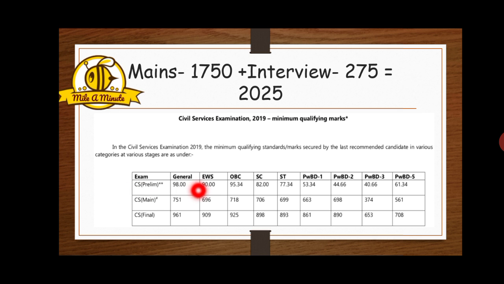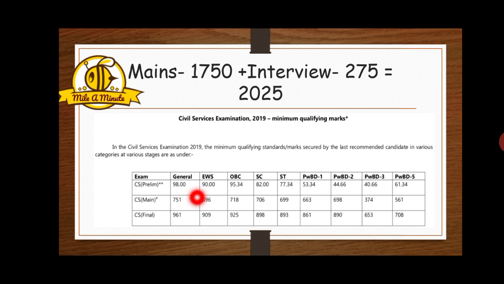In mains, you need to secure 751 is the cutoff, which means for general category I am saying, I am not saying it based on OBC, SC or ST. I am not saying it for special persons. I am saying it for general category. You need to secure a mark of 751 or more, which means out of 1750, if you secure 751 or more, then you are considered mains pass. Then you will go for the final stage. In final stage, the total mark is 2025. Out of this 2025, if you are securing 961 or more, you are considered pass.